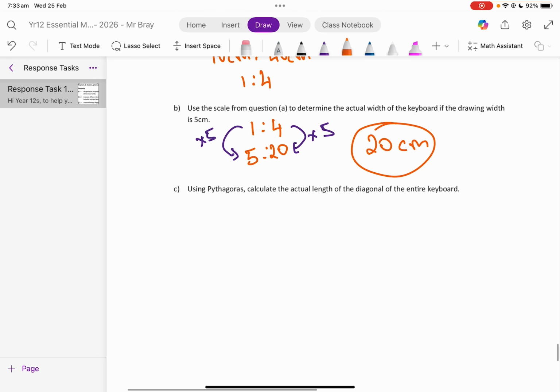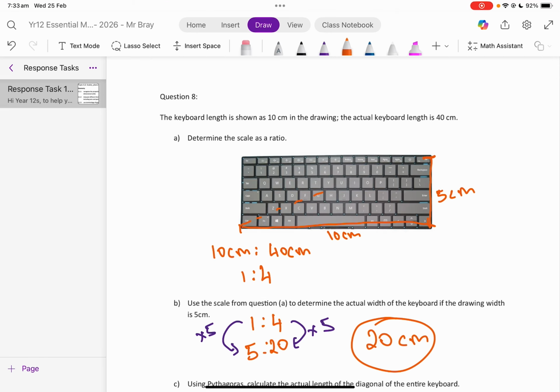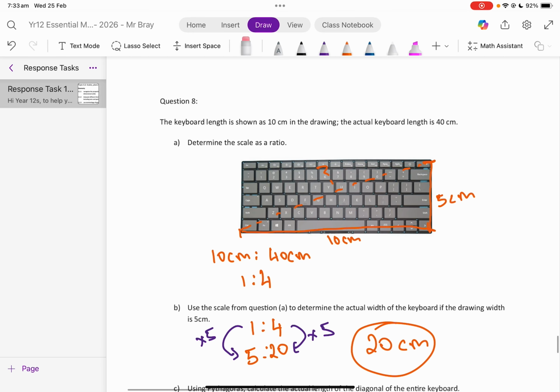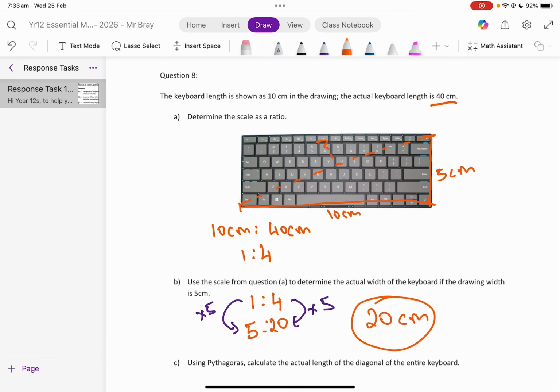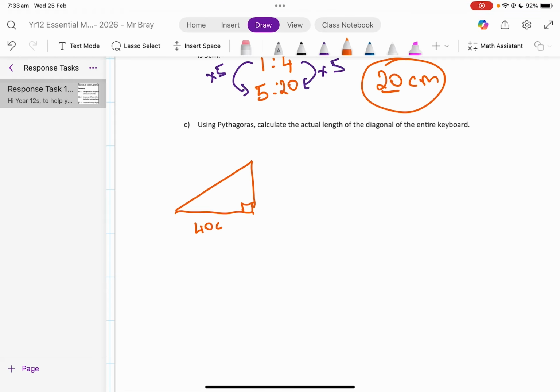So 20 centimeters. Alright, using Pythagoras, calculate the actual length of the diagonal of the entire keyboard. So they want this bit here. So we've got 5, 10, and we're asked to solve for that bit there. So I'm just going to redraw my triangle. 5 centimeters, 10 centimeters. Although, because it asks for the actual length, we might just jump straight into using the actual dimensions. So the actual length is 40, and we've just found the actual width to be 20. So we've got 40 by 20.